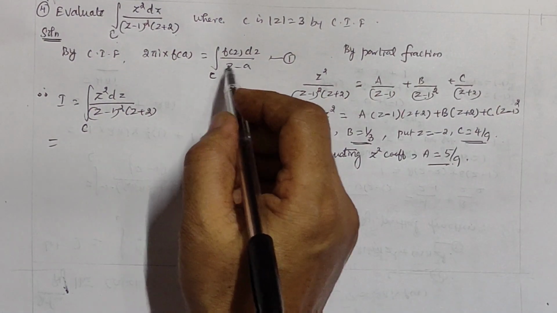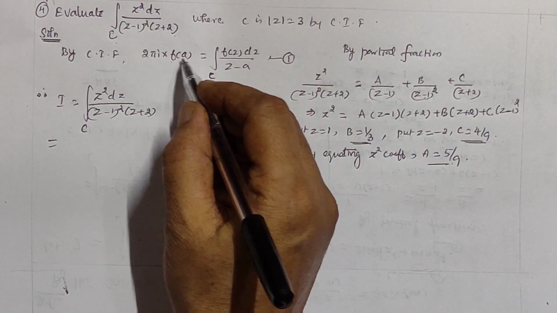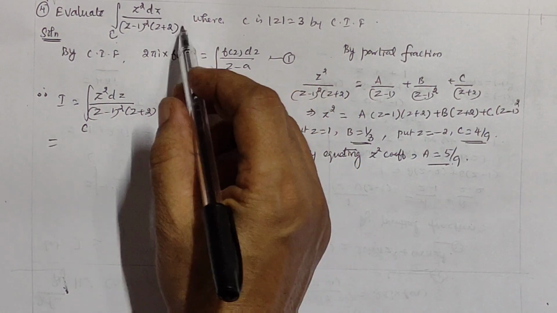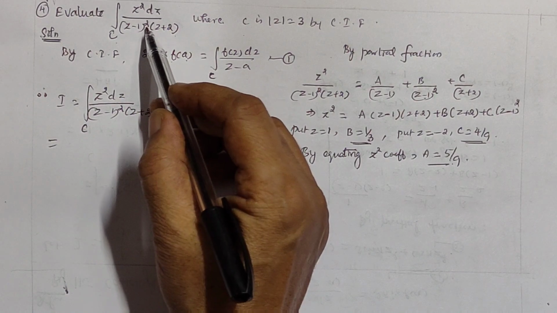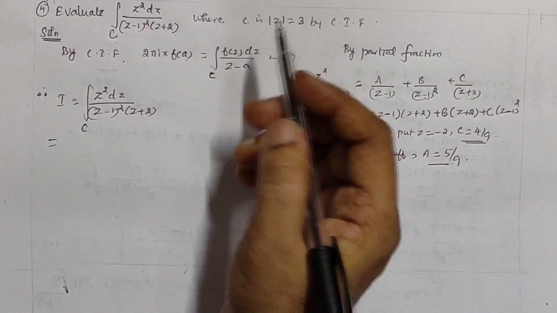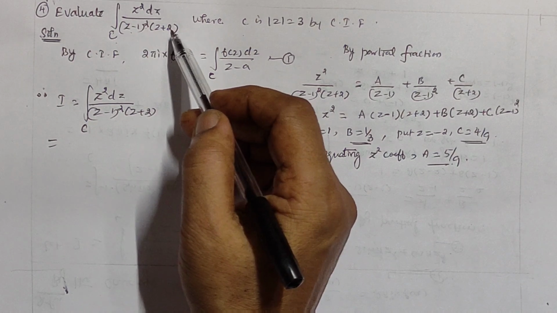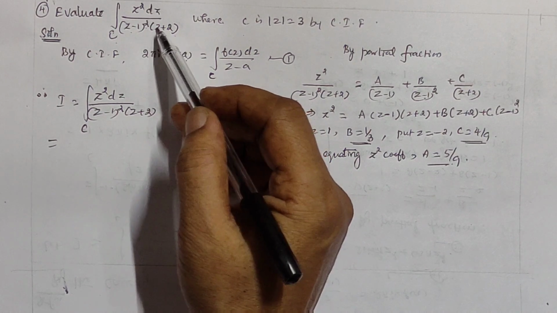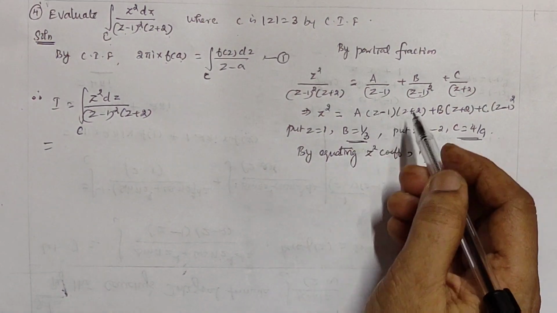So in this, we know that the integral over C of f of z dz divided by z minus a equals 2 pi i into f of a. This is for this factor, and you see here the power is more than 1, so certainly we are going to apply Cauchy's integral formula for derivatives also. Now, as of now there are three factors here, that is (z minus 1) the whole squared into (z plus 2), so we have to apply partial fractions for separating them into factors.